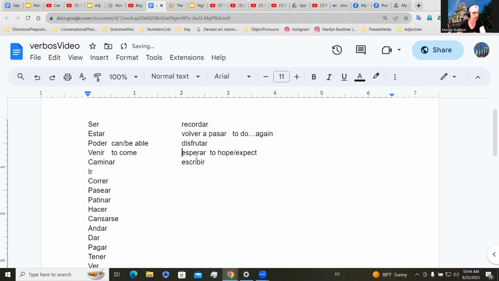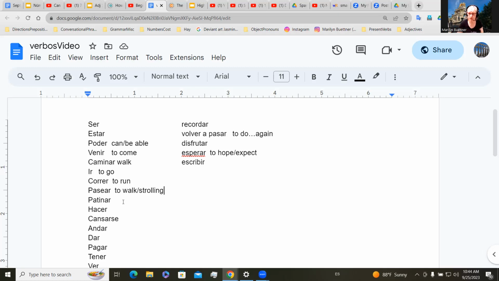Caminar is one of the two verbs for to walk, right? You can also hear andar for walk. Ir, to go. Bien, sí, correr, to run. Because some people were running in the street. Pasear is to walk, and more with the idea of strolling. So we don't use pasear if you're walking fast to work as much. Yeah. Pasear is a relaxing walk.